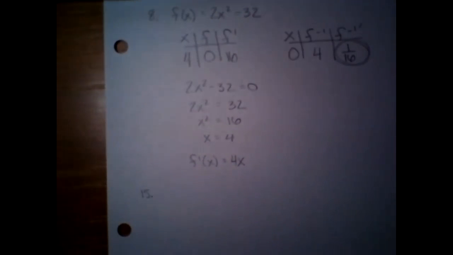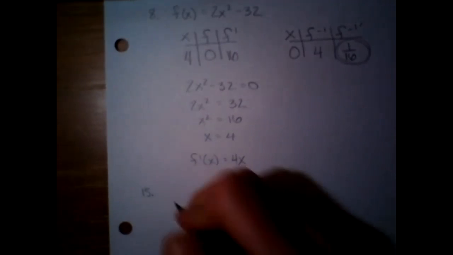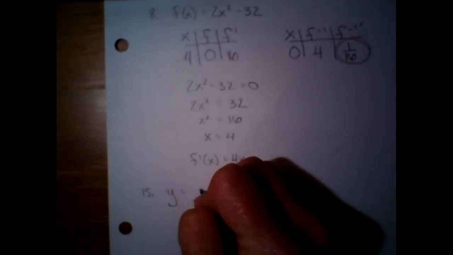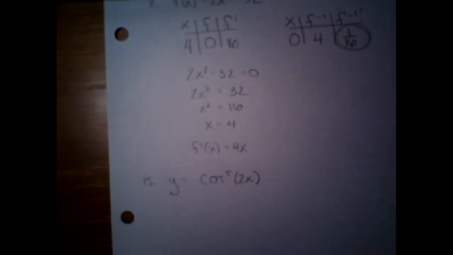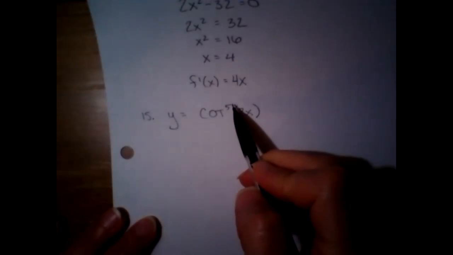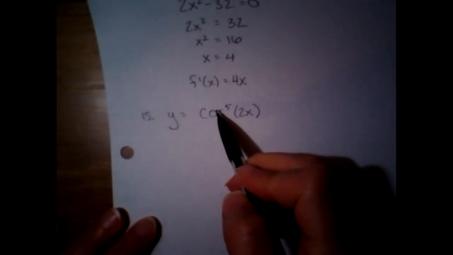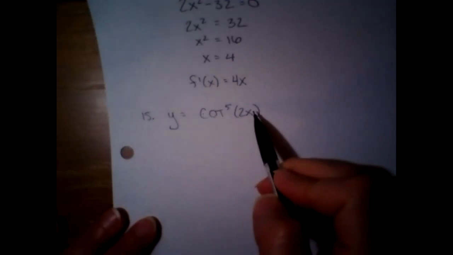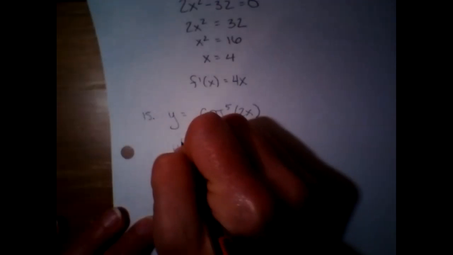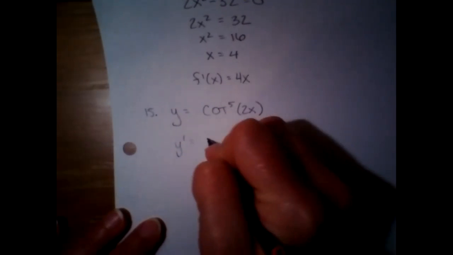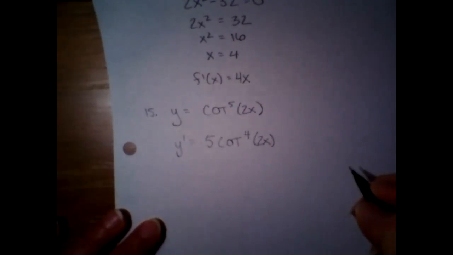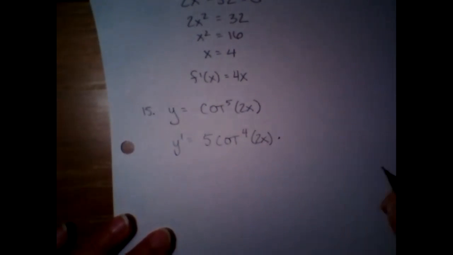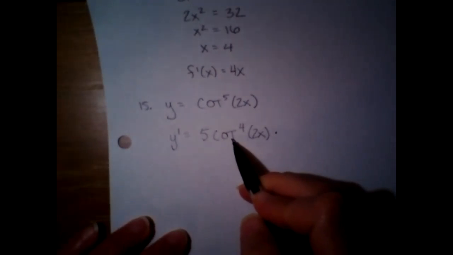All right, and then number 15. All right, so you are correct. There are 3 links in this chain rule. The most outside is the 5th power, and then inside of that is cotangent, and then inside of that is 2x. So we're going to do the 5th power first. We'll bring the 5 down. It's going to drop to a 4. And then we're going to chain on the derivative of cotangent.